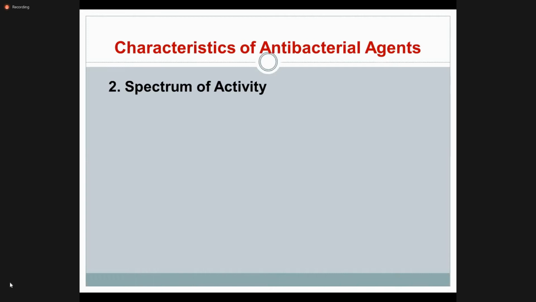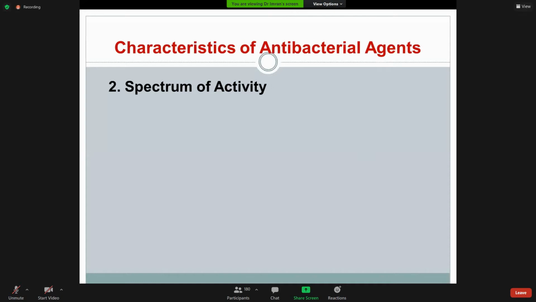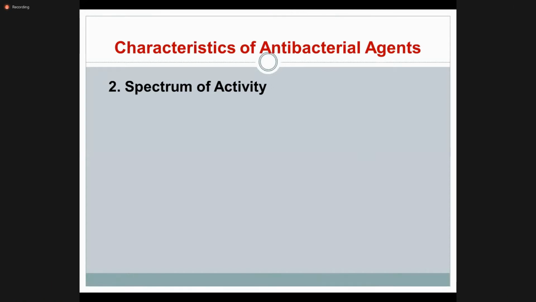Spectrum of activity means if an antibiotic is effective against only a small or specific group of microorganisms, it would be labeled as narrow spectrum. But if an antibiotic covers more than one group, right, it could be labeled as a broad spectrum antibiotic. And why is it important to know? What is the importance of broad spectrum activity of any antibiotic?